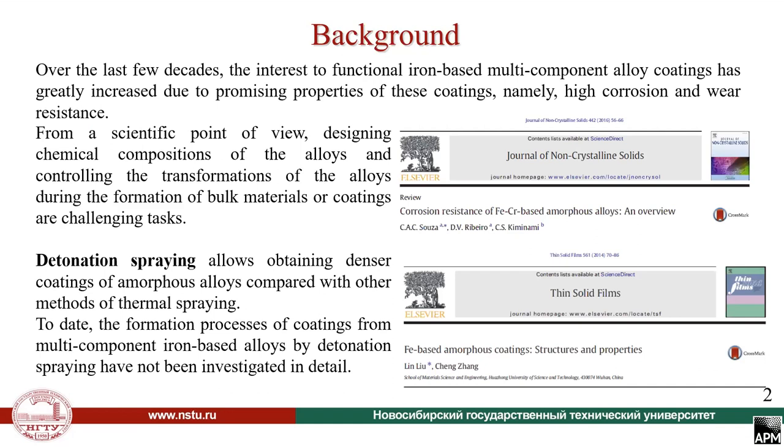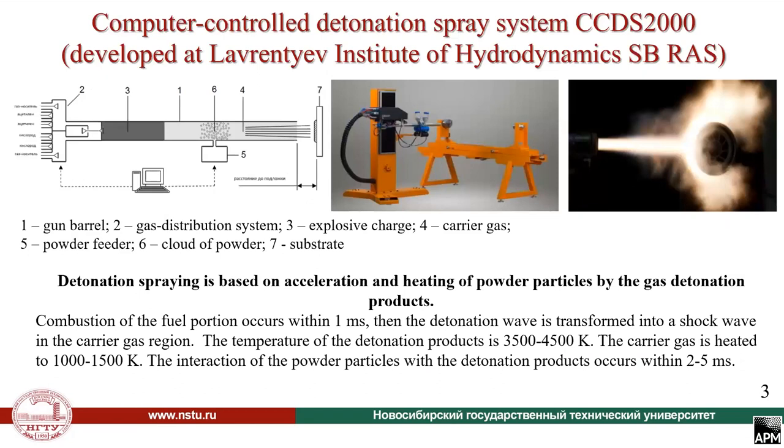As the literature review which I made shows, detonation spraying allows obtaining denser coatings of iron-based amorphous alloys compared with other methods of thermal spraying, for example plasma spraying, high-velocity oxygen fuel spraying, and so on. My coating was produced by a computer-controlled detonation spray system, which was developed at the Lavrentiev Institute of Hydrodynamics. Detonation spraying is based on acceleration and heating of powder particles by gas detonation products. By varying the type of gases, their molar ratio and volume, we can change the thermal and chemical influence on the powder during the spraying process.